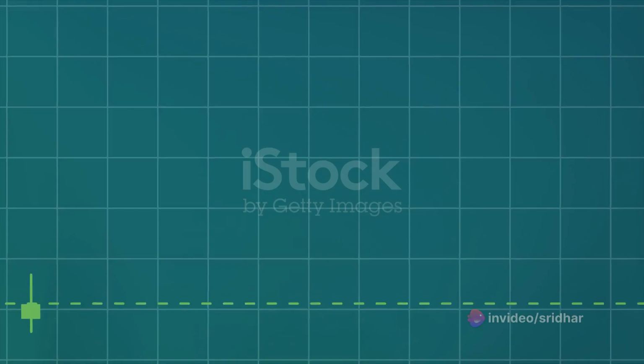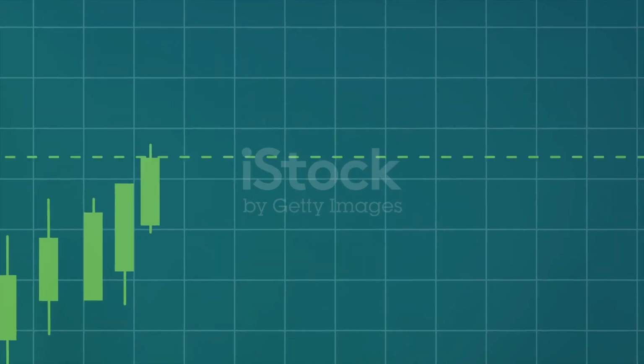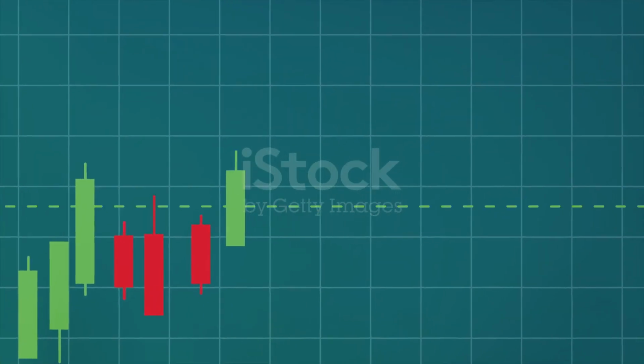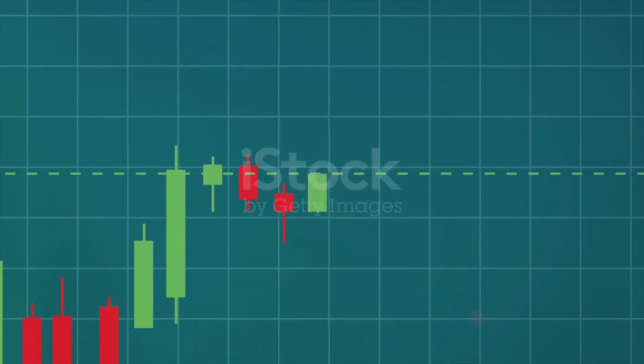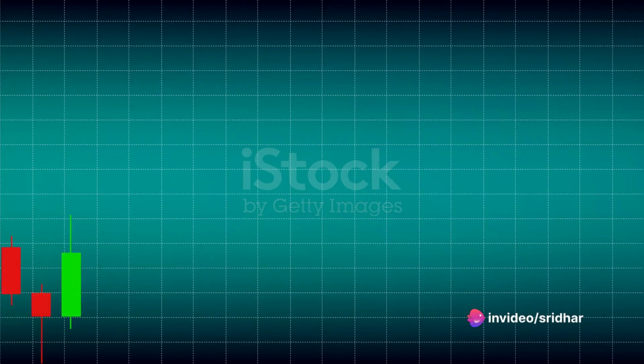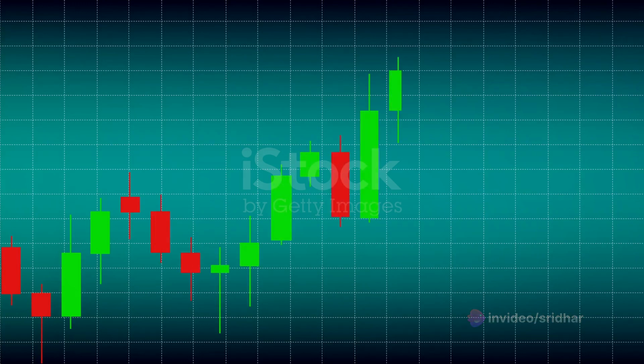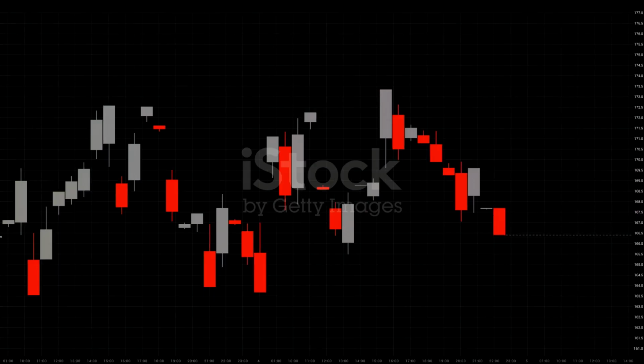Finally, we discussed how to combine moving averages and trendlines in your trading strategy. By using these tools together, you can identify stronger trading signals and improve your chances of making profitable trades. For example, if a price breaks through a trend line and then crosses a moving average, this could be a strong signal to enter a trade.